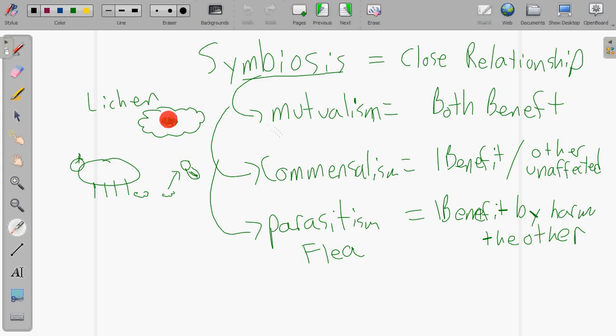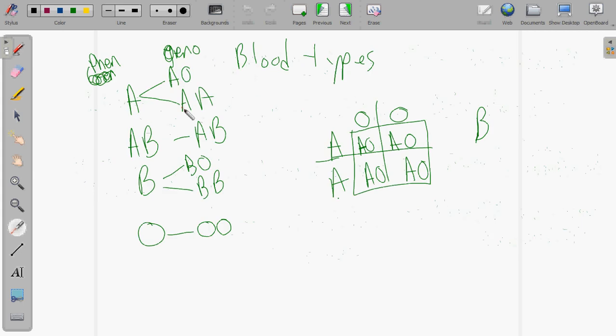And a classic example of mutualism is a lichen. You have an algae living inside of a fungus. So the fungus provides a home and the algae provides food from photosynthesis. That is mutualism. They both benefit.